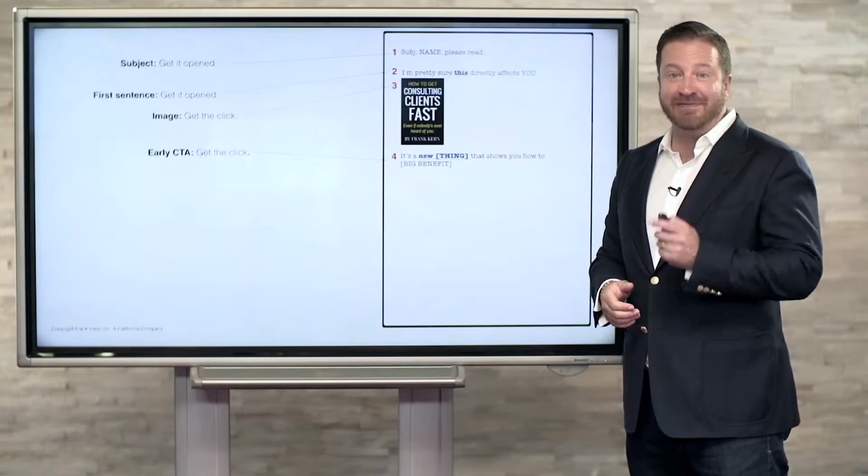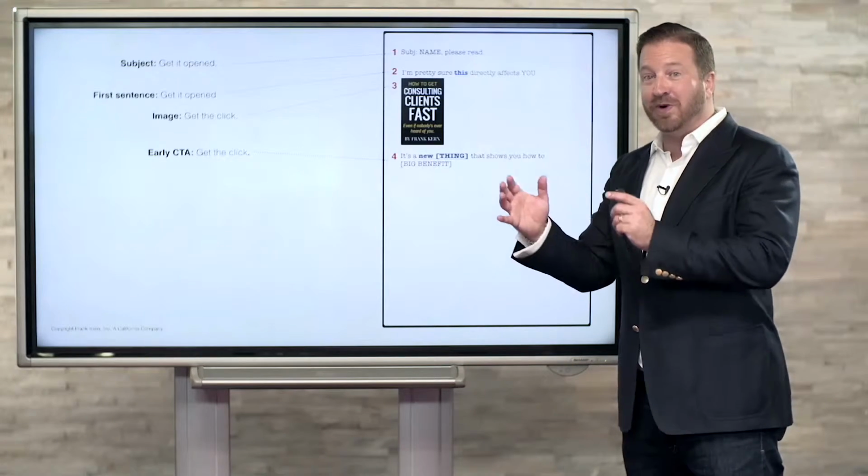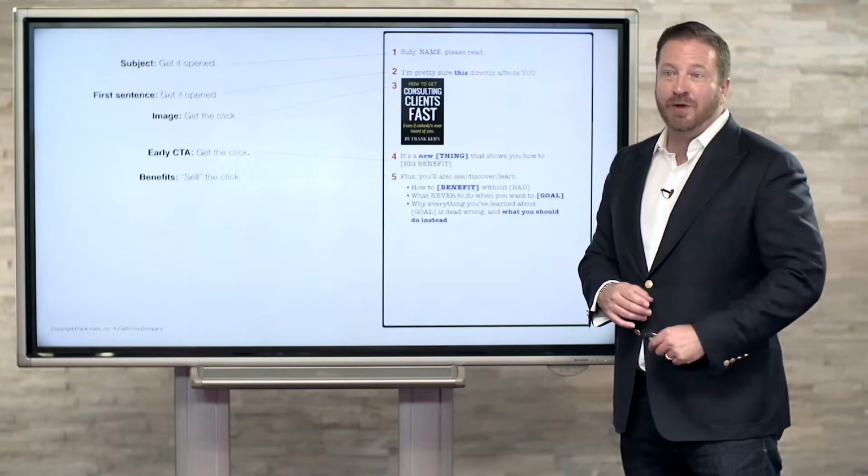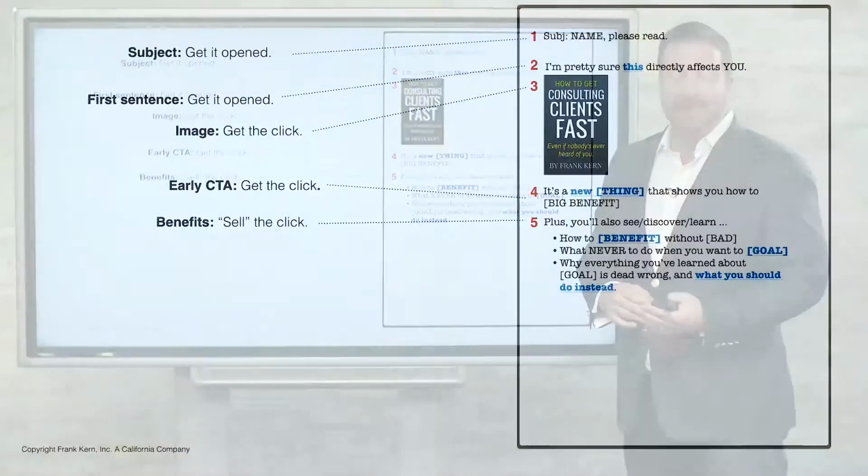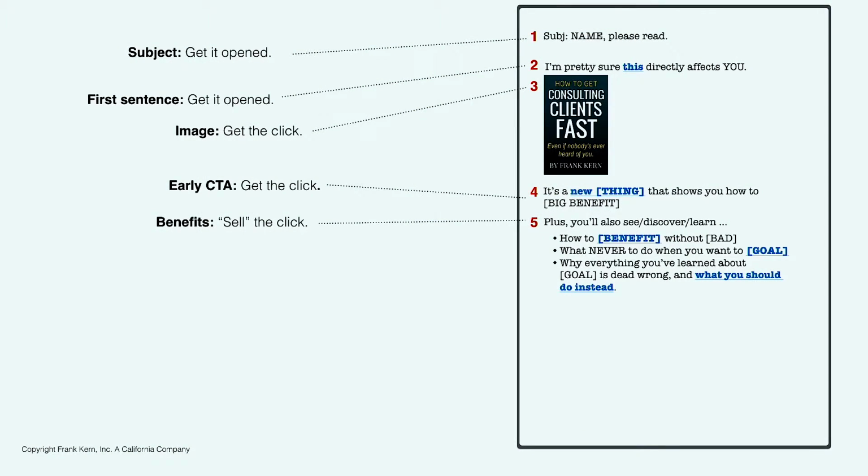Now, element number 5 is, even if we're giving them something for free, we still have to sell the click. And the way you sell the click is by describing to the reader the benefits they're going to receive by consuming your free educational content. So, it says, plus you'll also see, discover, learn, whatever it may be, whatever copy framework you want to use. And now we've just got some bullet points, right? So you'll notice the formulas. You can just literally copy this formula if you want to for your bullets.